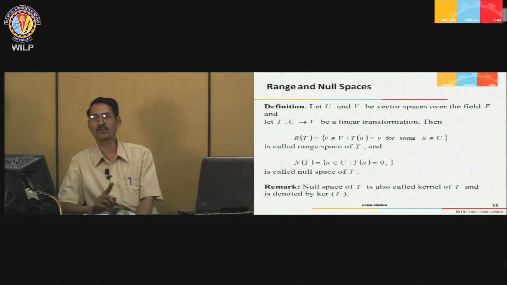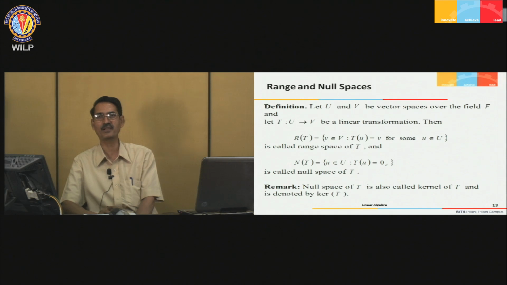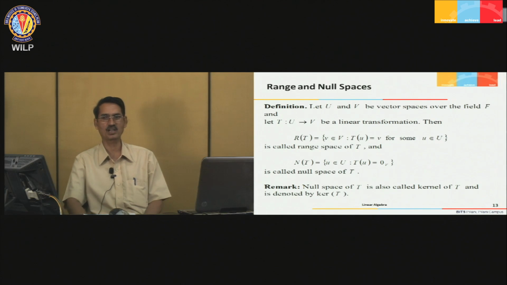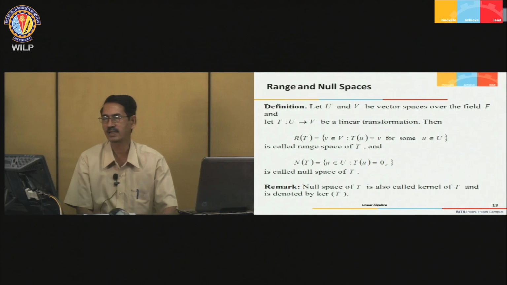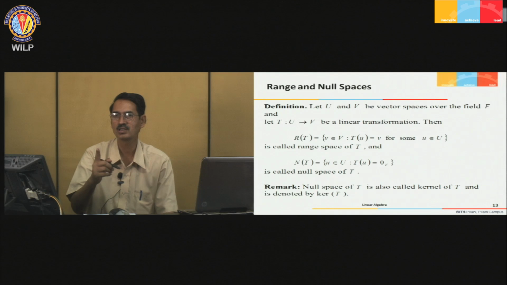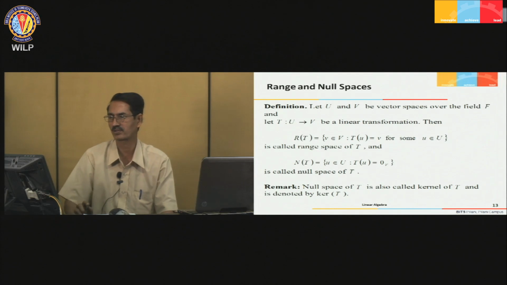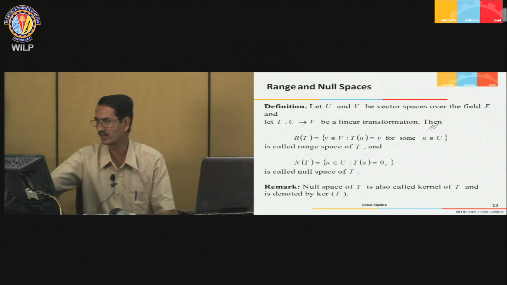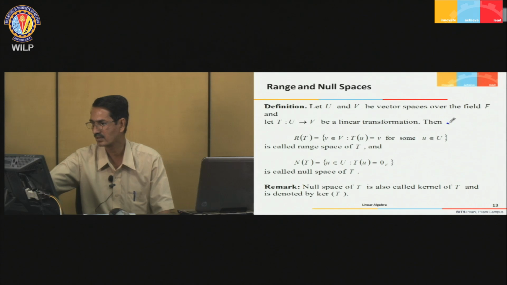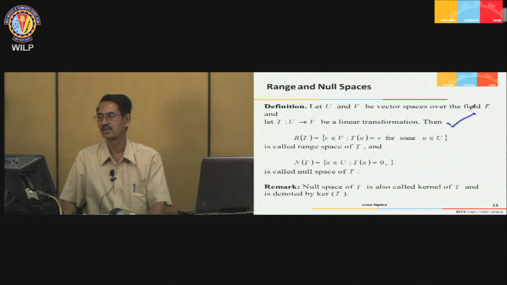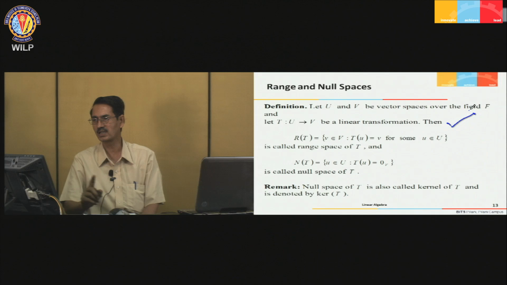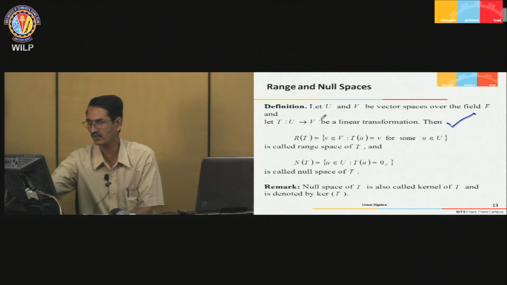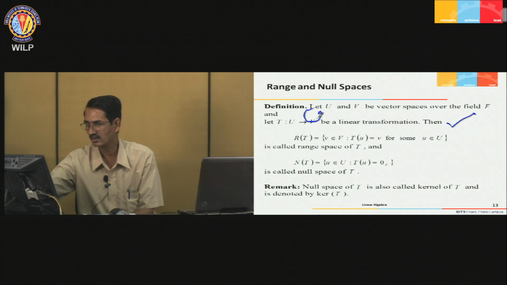What is the meaning of range space of a linear transformation, and what is null space of a linear transformation? First of all, U and V both are vector spaces we are taking over the same field F, or they are real vector spaces, and T from U to V is given to be a linear transformation. Then range space of T is the set of all points coming from this set V.